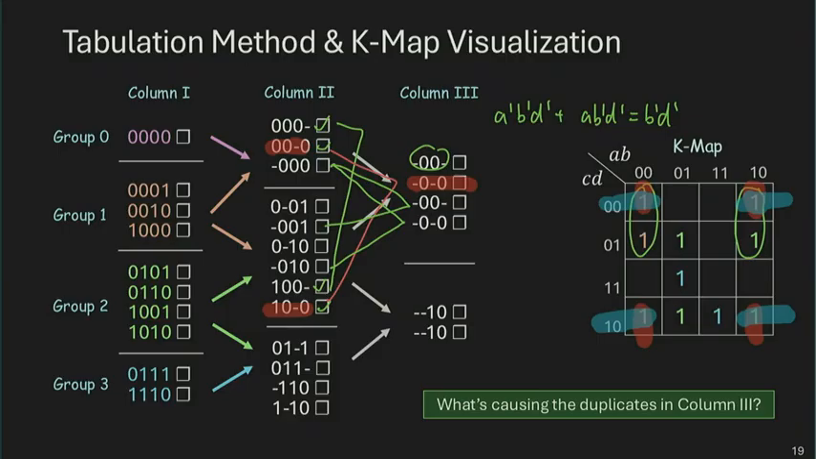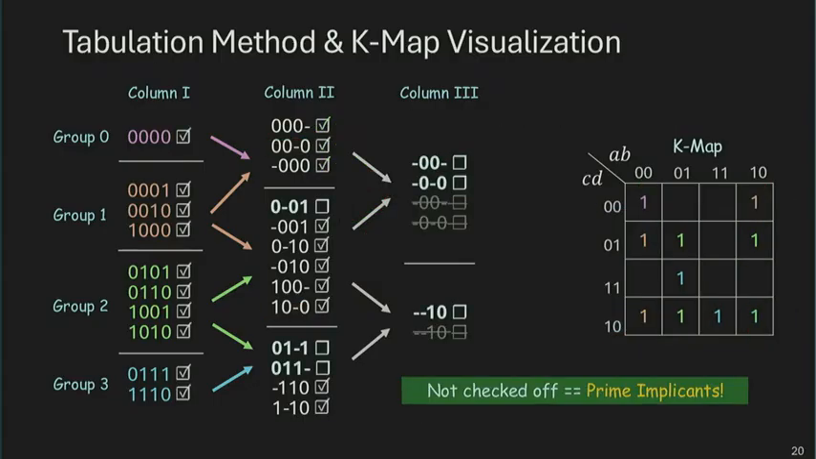Therefore, we can just keep only a single copy of that implicant in column 3, because they really represent the same implicant. And don't forget to always put down a check mark whenever some implicant is used for combination to create a bigger one. And this is what we arrive at in column 3.